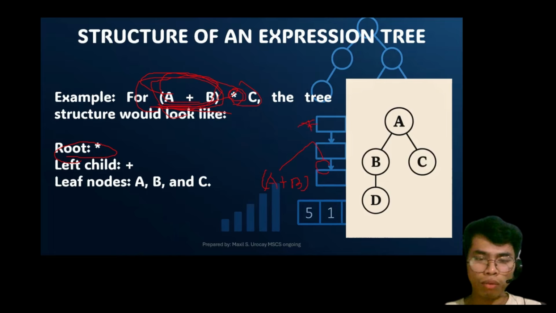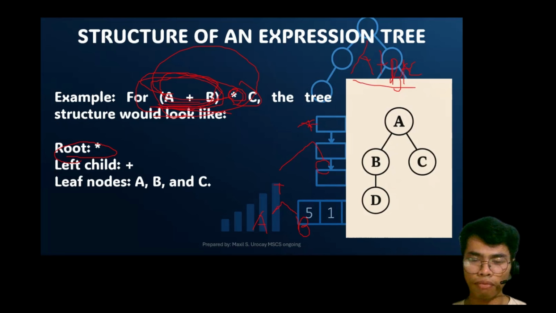Now afterwards, we will work on this one. How to work on that one? That is the left subtree, it will become like this: A, B, and their root node is plus. So this is the expression tree of this example. But if we're working with A plus B times C, it is also different because the lowest precedence right now is the plus. So therefore, plus will be evaluated first.